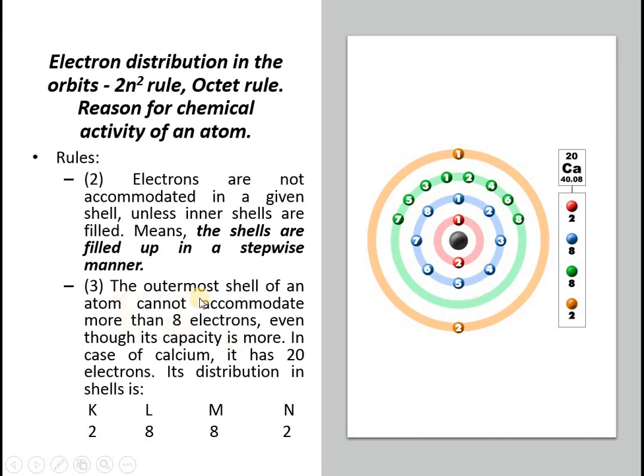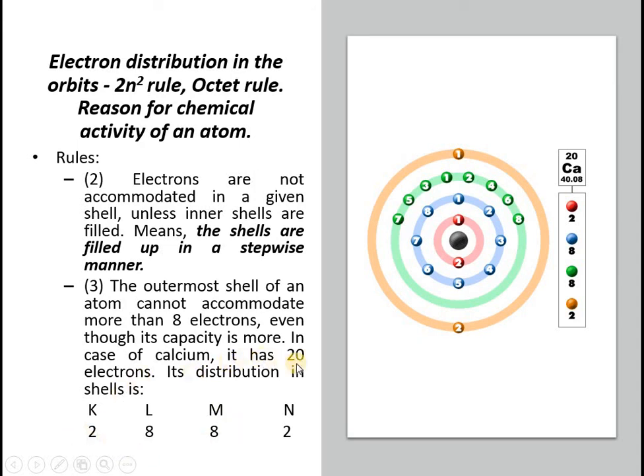Third point, the outermost shell of an atom cannot accommodate more than 8 electrons, even though its capacity is more. In the case of calcium, it has 20 electrons. Its distribution in shells is 2, 8, 8, 2. You will see soon in the next slide what is happening post argon.